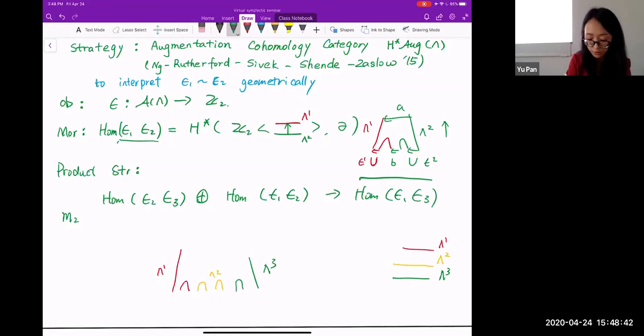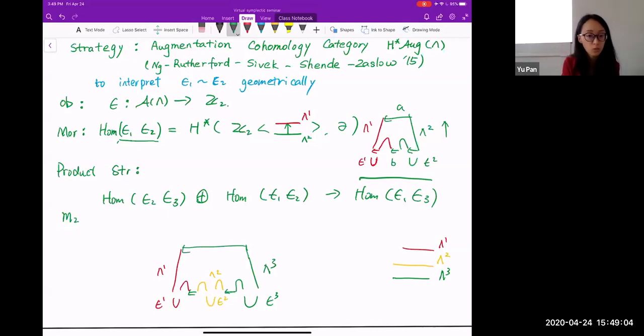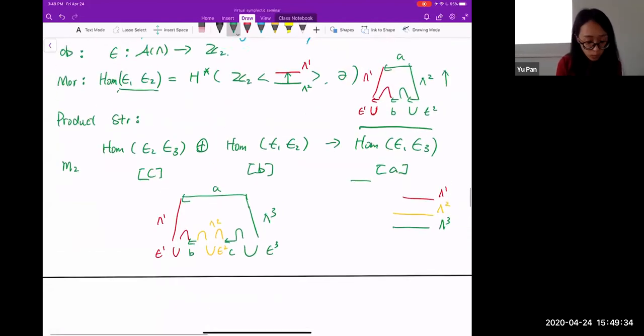Similar as before, we got a bunch of negative punctures. A lot of them are pure, so we can just use the augmentation to map them to numbers. And then we are left with one mixed one on bottom and one mixed one on top. The top one is A, and let's say the bottom ones here are C and B, and then this M2 will map C and B to some coefficient multiplied by A. But anyway, this is how the product structure is defined, and everything is very geometrical. Cool.